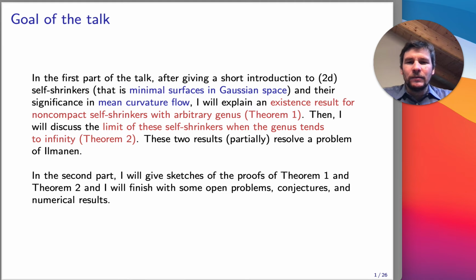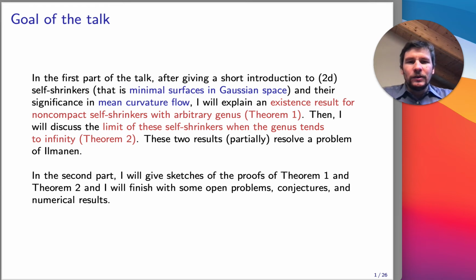prove theorem 1. Theorem 1 is the existence result for non-compact self-shrinkers with arbitrary genus, and we will then also study the limit of these new objects that we find as the genus tends to infinity, and that's theorem 2. Theorem 2 will also say a little bit more about the number of ends of the objects that we find in theorem 1. So these are closely connected theorems. And together these theorems partially resolve a problem that was posed by Tom Ilmanen.